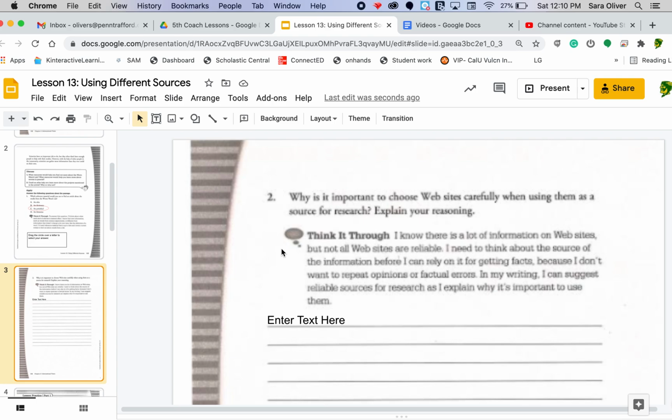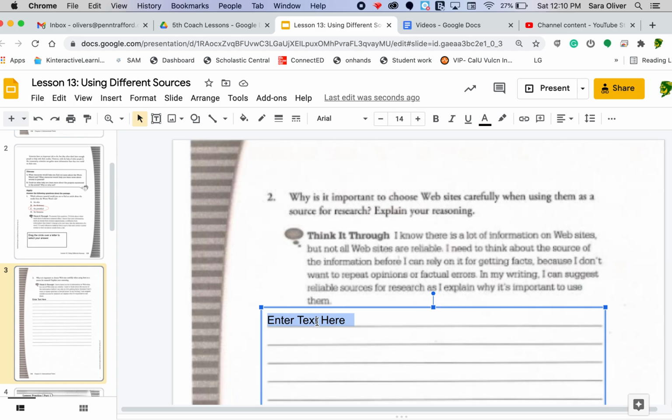Why is it important to choose websites carefully when using them as a source for research? And explain your reasoning. Okay. So you are just kind of starting your internet citizenship. When you use the internet, there are tons of sources. Sometimes we have people like other kids that are just kind of sharing what they know. They might share their opinion. Getting a source from another child is not really the best choice because we don't know what their educational background is. Do they have experience in what they're saying? Do they know the facts? This can also occur with adults, however.